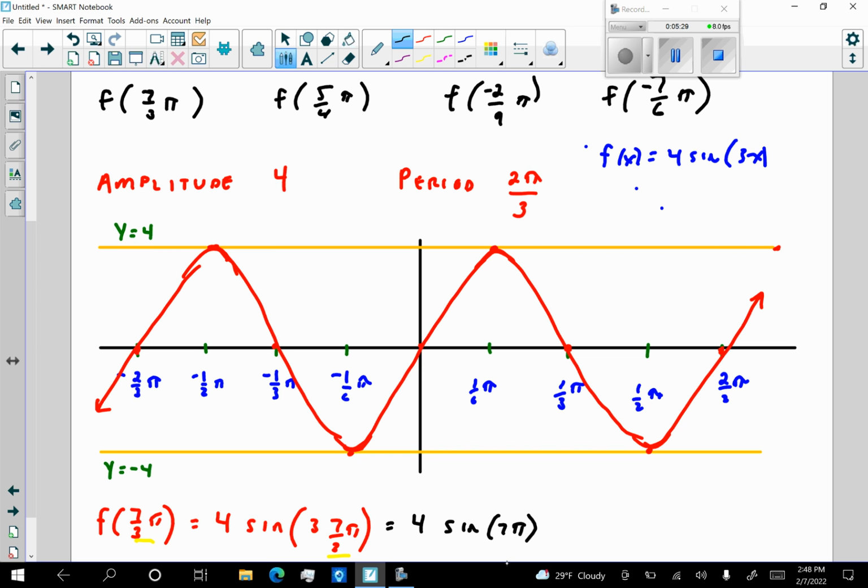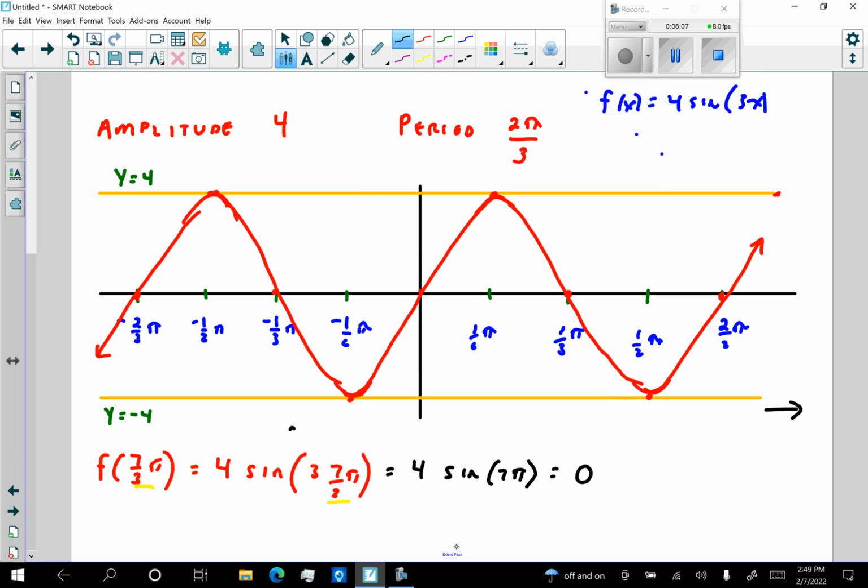Now I'm going to have to find the unit circle and determine what sine is at 7 pi. It's 1 pi, 2 pi, 3 pi, 4 pi, 5 pi, 6 pi, 7 pi. Sine of 7 pi is going to be 0. So this is also going to be 0 right there. Okay, and 7/3 pi is going to be way out here. It's going to be a 0. I don't have the 7/3 pi labeled on the x-axis, but it's way to the right of that.